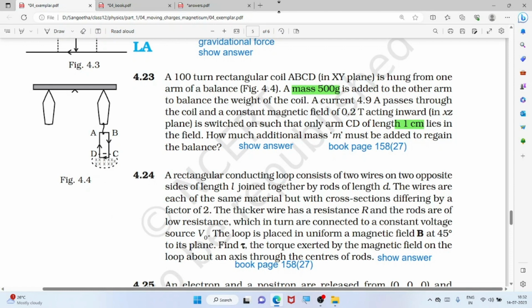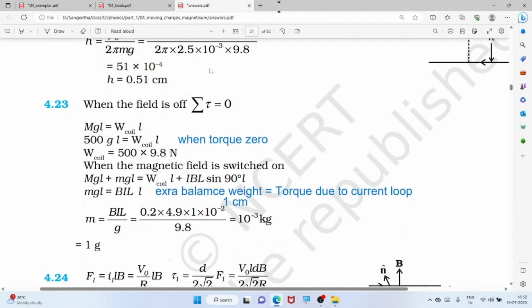It is pulling it down, so we have to add some weight. They are asking to find that weight. Question 23. Initially, if you don't pass the current, then torque is 0. So they are adding 500 gram on the other side to balance it.